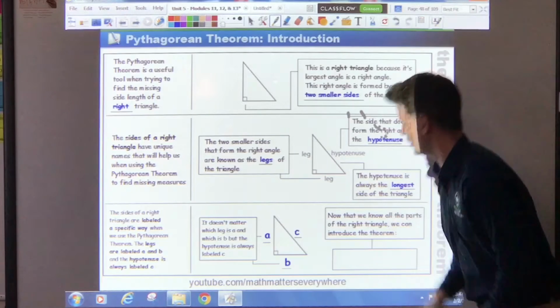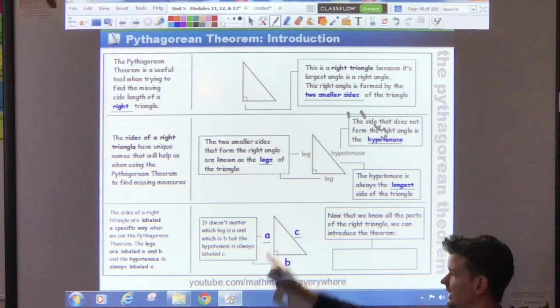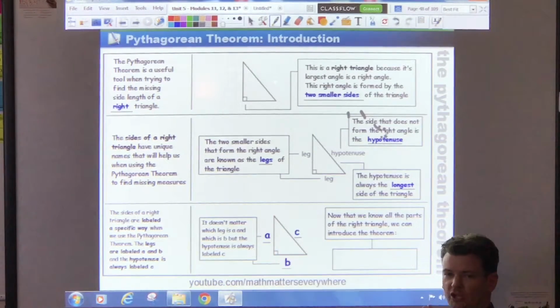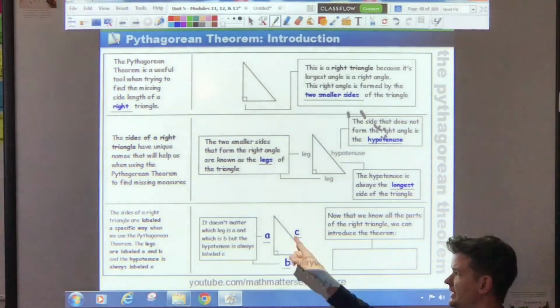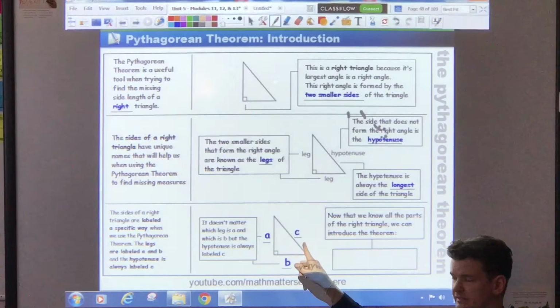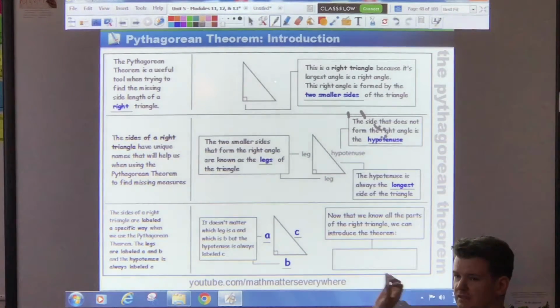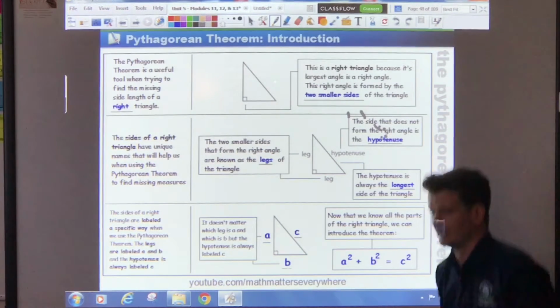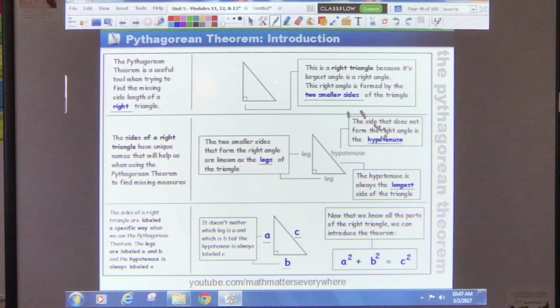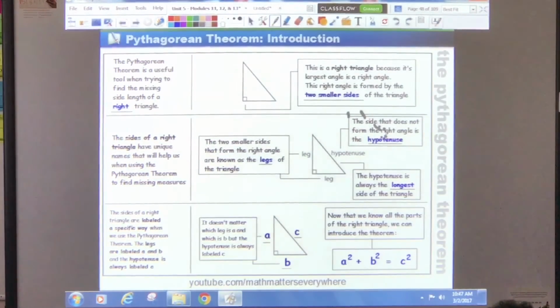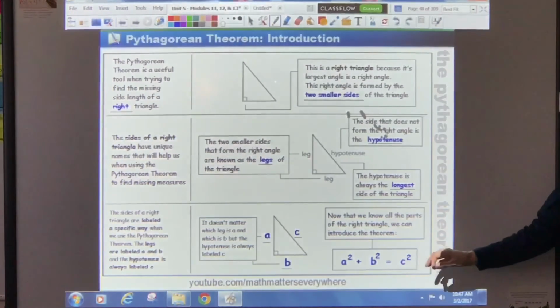Got it? Yes, good. Okay, now, very last thing, the legs are going to be labeled A or B. That's interchangeable. Doesn't matter which leg is labeled A, which one is labeled B. What really matters, you understand the hypotenuse is going to be what? C. And then we can introduce the theorem. It says this. If you take the legs of a right triangle, A and B, and you square them and add them together, they will equal the length of the hypotenuse, which is C squared.